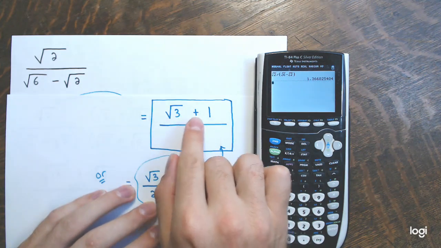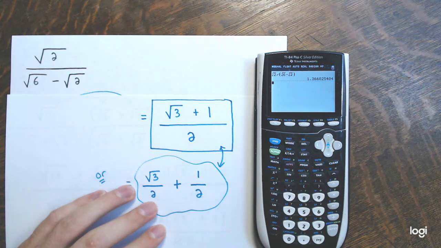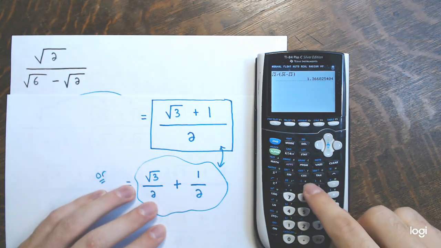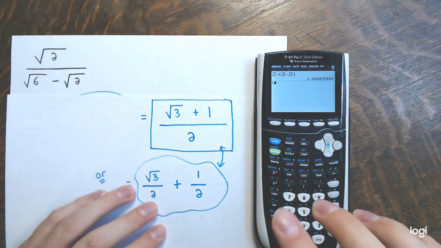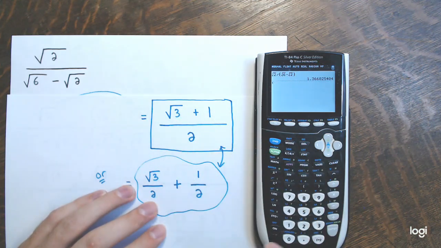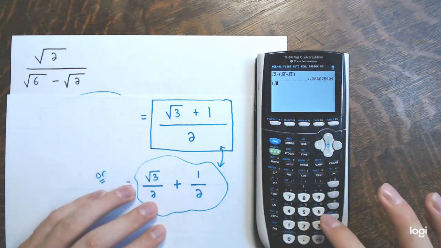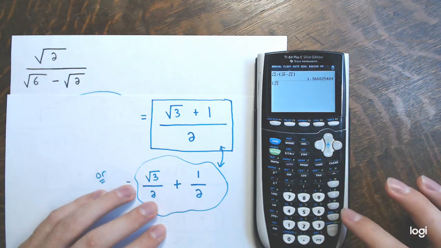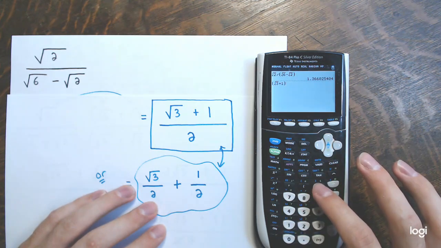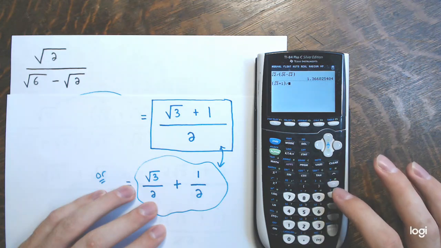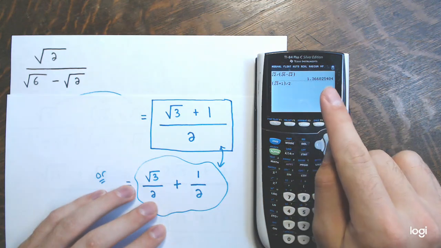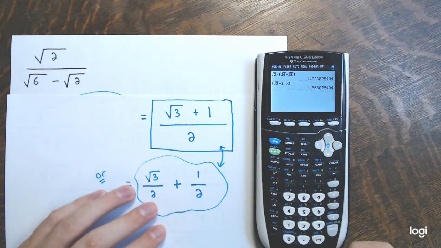All right, now the numerator again has multiple terms. Anytime something has multiple terms or multiple factors, I typically like to put it in parentheses. We're doing this whole numerator divided by 2. So the square root of, in parentheses, the square root of 3, then afterwards plus 1, close parentheses, that's the numerator divided by 2. And hopefully I'm getting this 1.366 again, and I am.